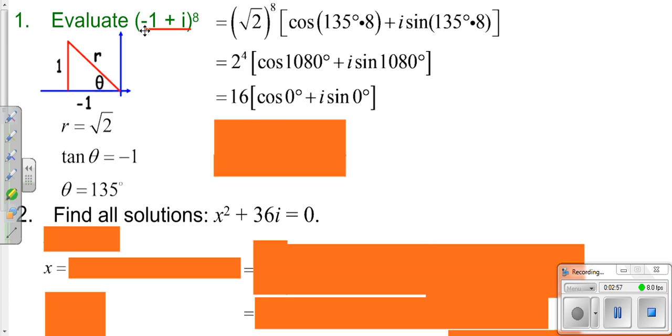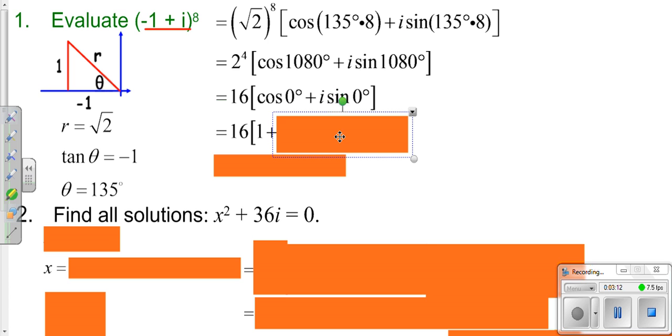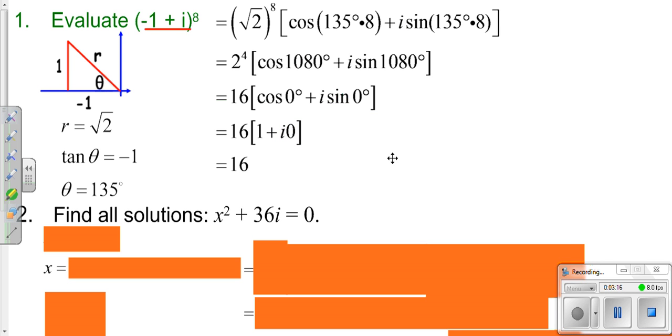However, we started out with the a plus bi form, the rectangular form, so that's how we're going to want to leave our answer. So we're going to go 16 times cosine of 0, you're supposed to know that, plus i sine of 0, sine of 0, you're supposed to know that. So now all we have to do is distribute through. We get 16. So if you're raising it to a power, you use De Moivre's theorem like this one here.